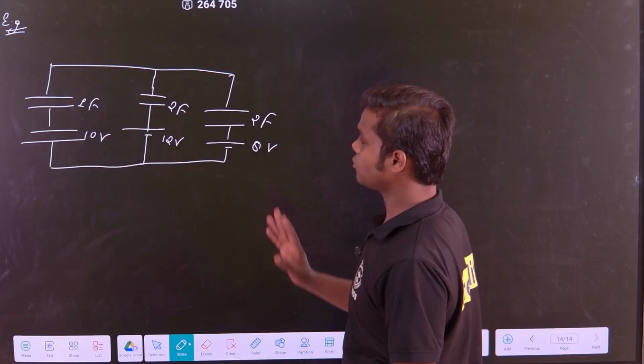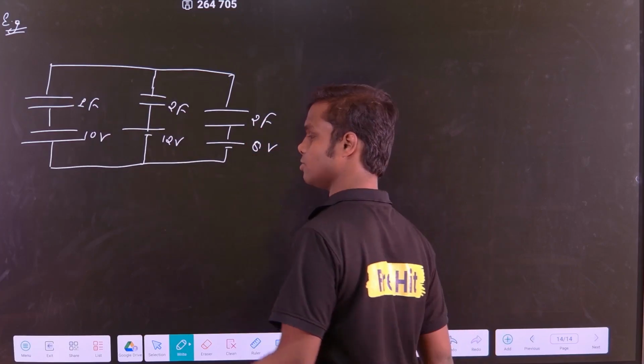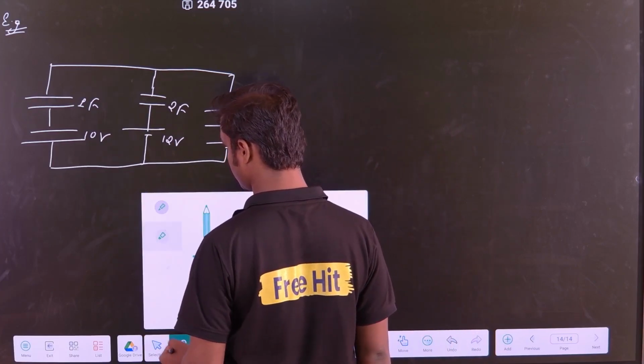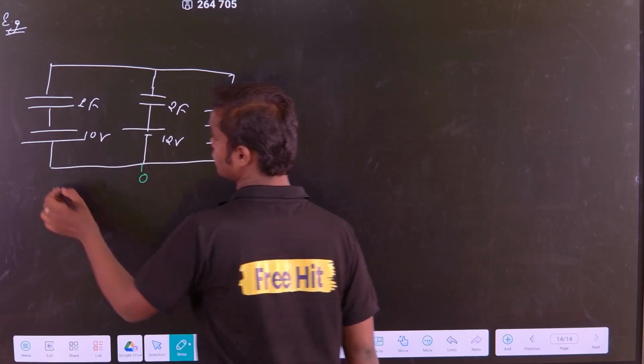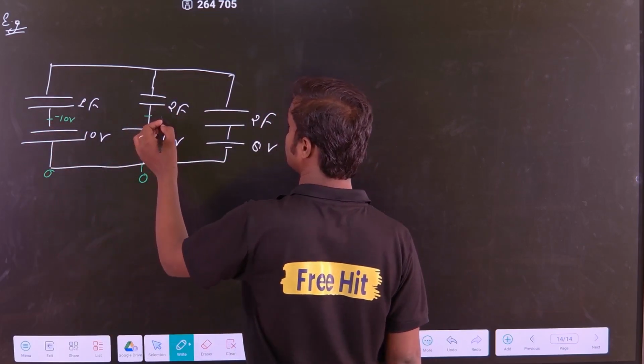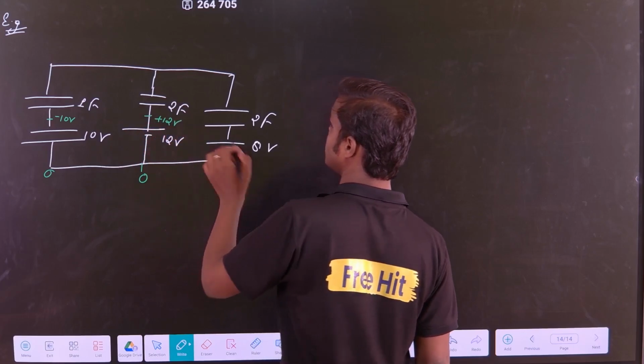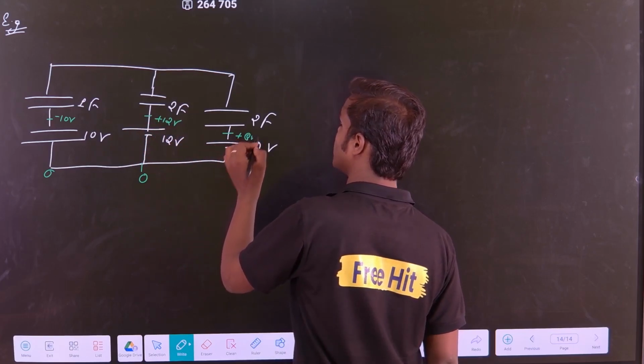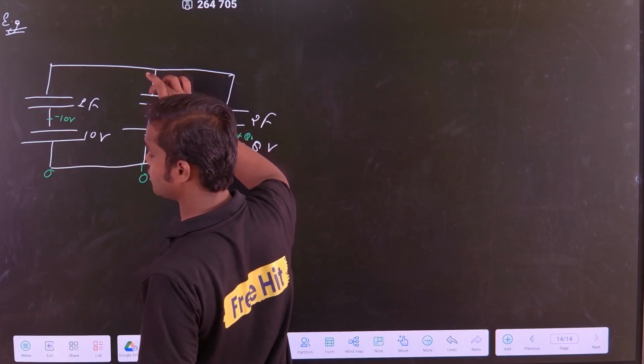Now if I ask you how to solve, what is the method I told? You know only one method. First take 0. Suppose let me take 0 here. So this will be minus 10, correct? This will be plus 12. This will be plus 8. But can I write the potential here? No, because there is a capacitance.